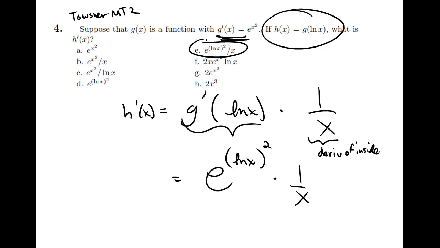Don't think you can bring that 2 down or cancel that 2. It's the entire log x that's squared. If it was only the x that was squared, then you could bring the 2 down. But it's the entirety of log x that's squared, and that's how we get that answer.